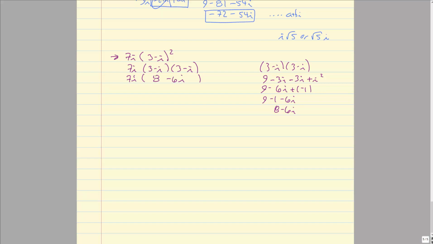So 7 times 8 is 56i, minus 7 times 6 is 42i squared. Remember, i squared is a negative 1, so I have 56i plus 42. However, this has to be in a plus bi form, so I'd write this as 42 plus 56i. So always keep in mind that standard form. You have to split it into a real component and a complex component. It has to be very, very clear.